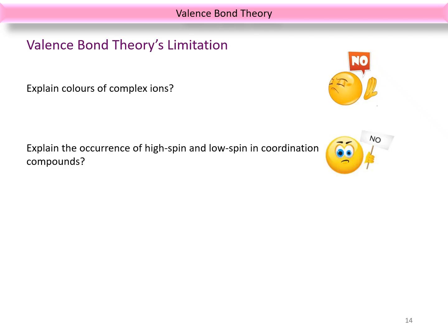So valence bond theory explains the hybridization, how bonds are formed, and explains the magnetic properties, why some coordination complexes are diamagnetic and why some are paramagnetic. So that's all for today. We will continue with crystal field theory and ligand field theory afterwards.